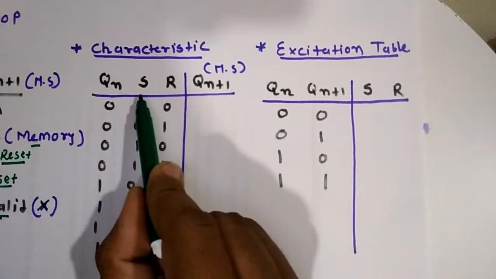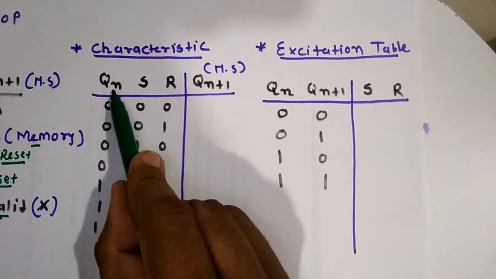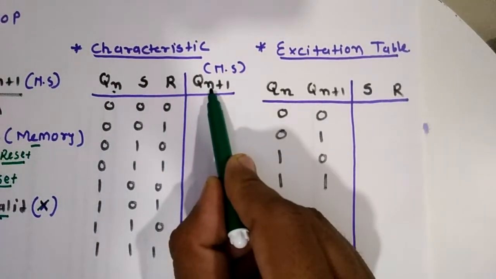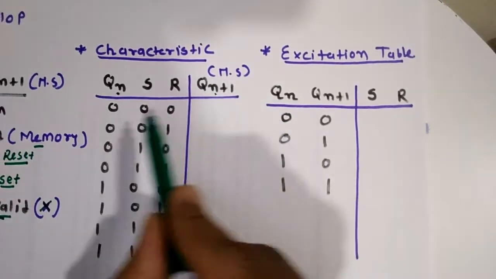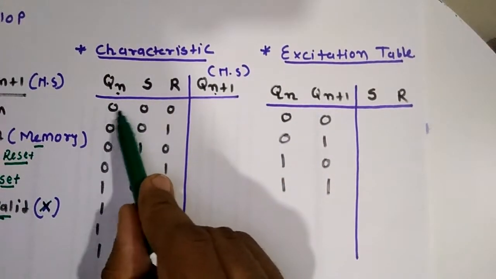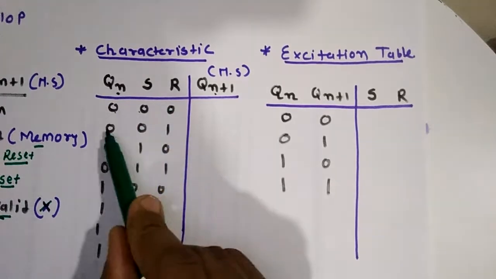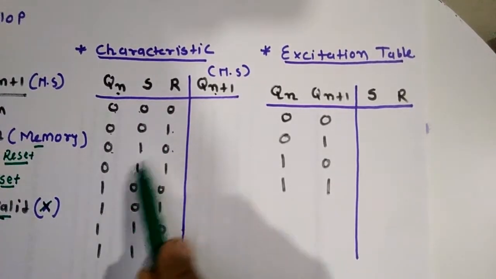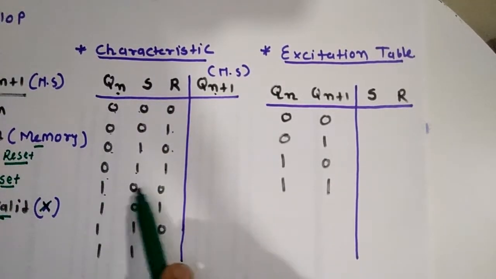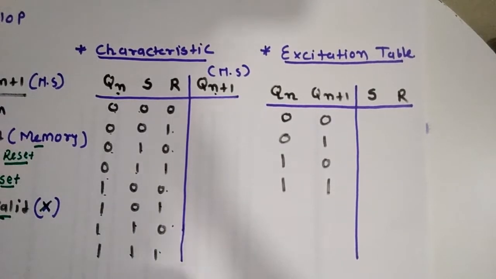In the SR flip-flop, first of all, the Q of N is called the previous value, and Q of N plus 1 is called the next value. Here we get the inputs 0, 0, 0, 0, 0, 1, 0, 1, 0, 0, 1, 1, 1, 0, 0, 1, 0, 1, 1, 1, 0 and 1, 1, 1.